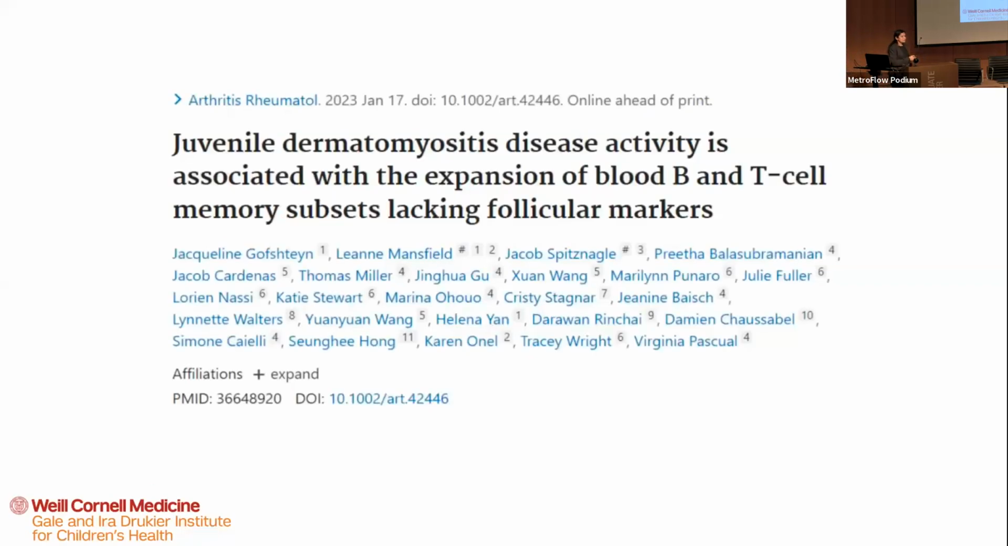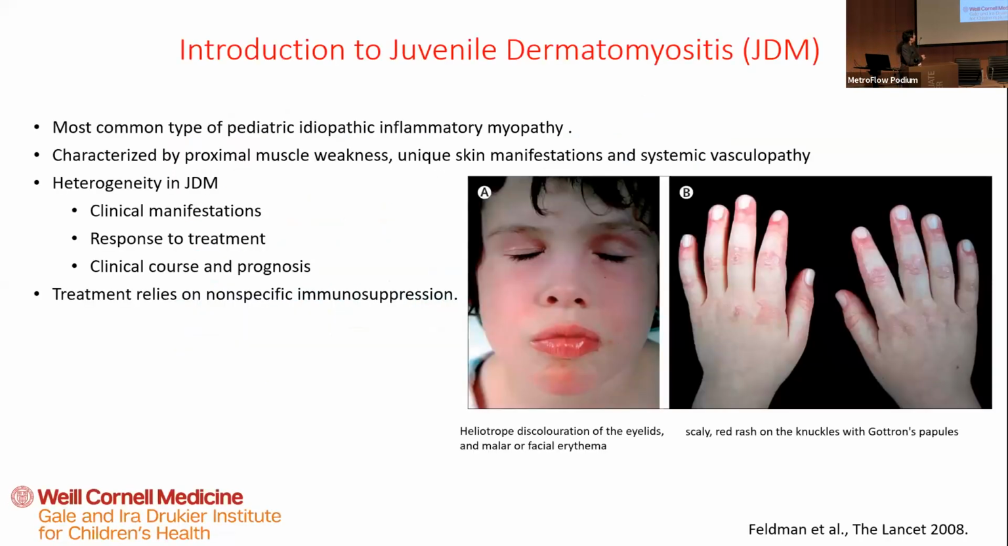So this paper was published earlier this year, and I worked closely with 3 physician scientists who are lead authors in the paper to develop the panel for this paper. So to give a brief introduction about JDM, it's an idiopathic inflammatory myopathy that you see in a pediatric population. It is characterized by muscle weakness and skin manifestations and systemic vasculopathy.